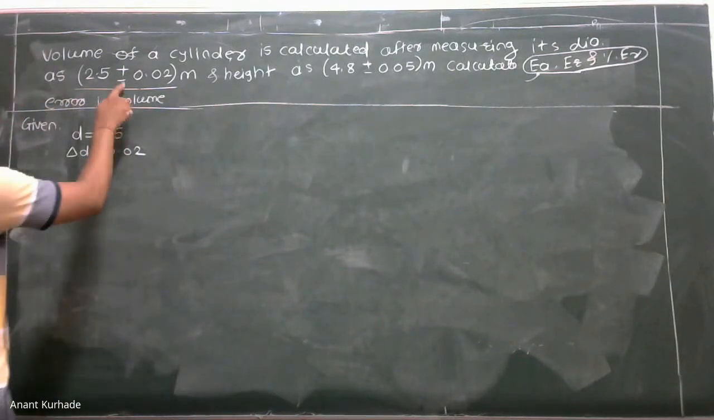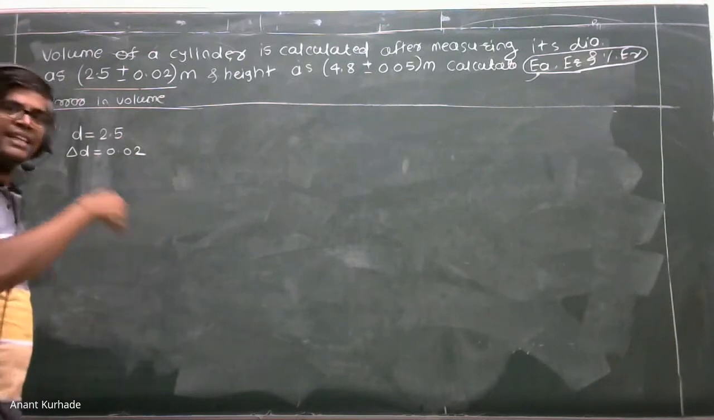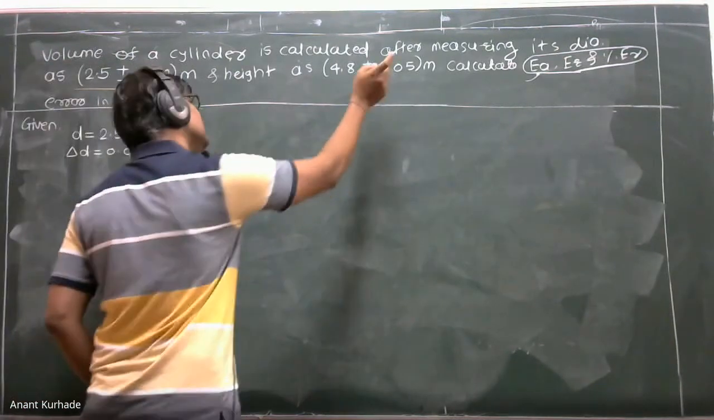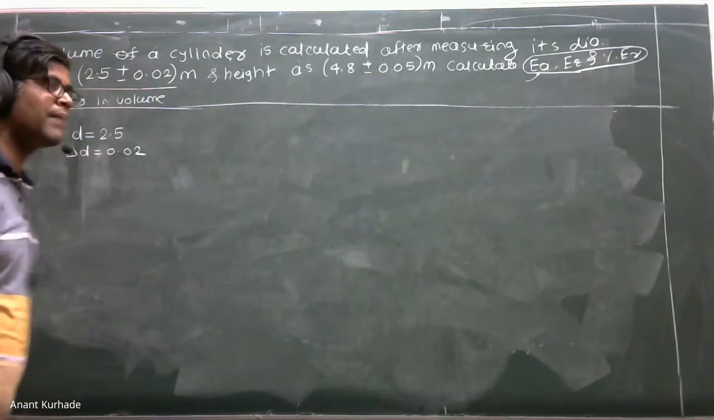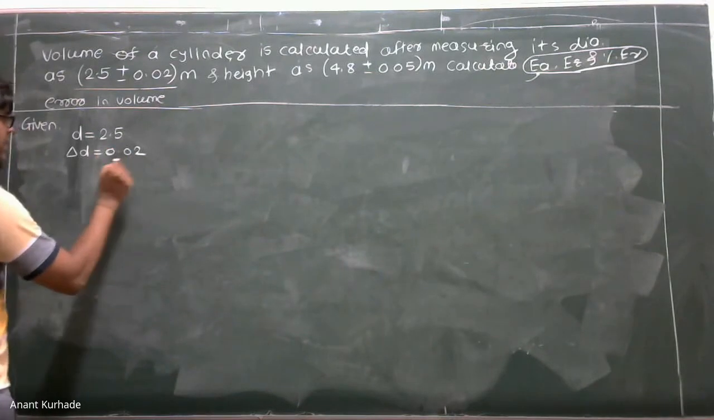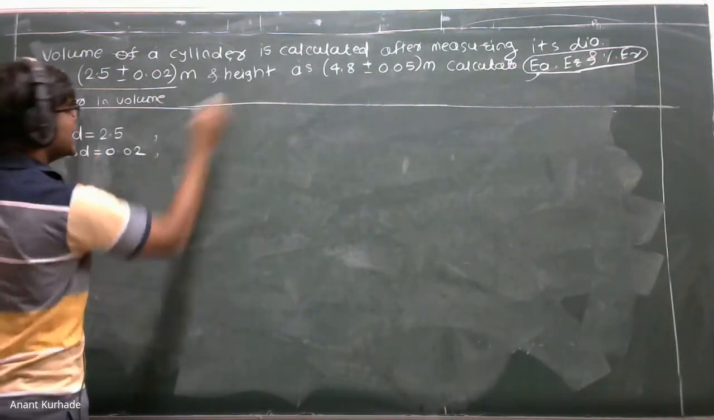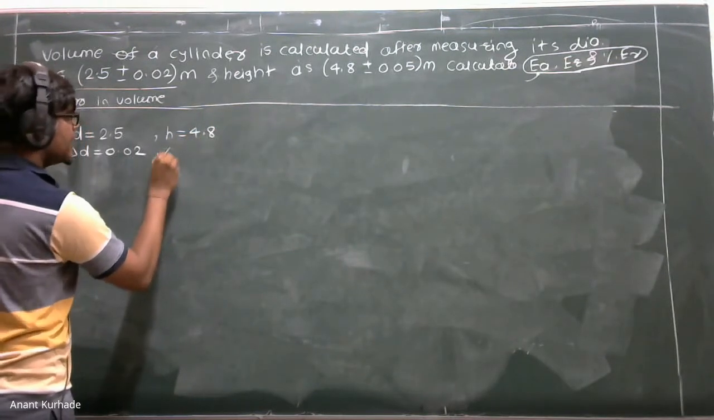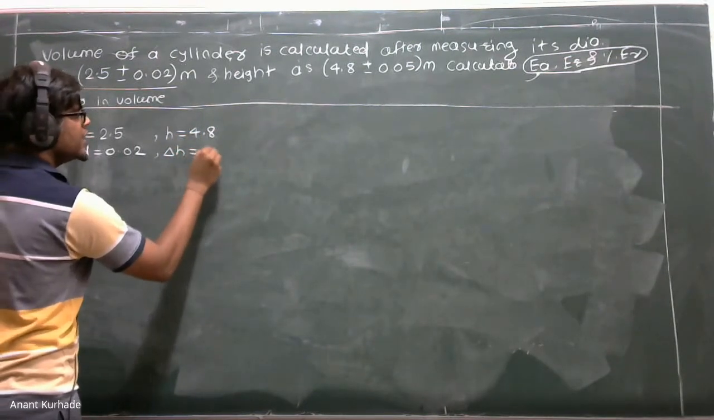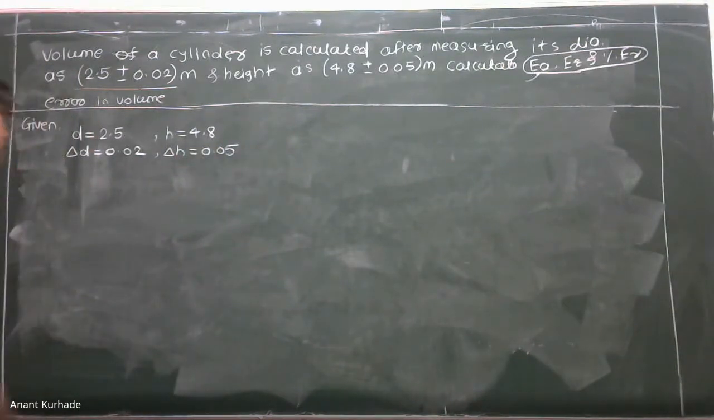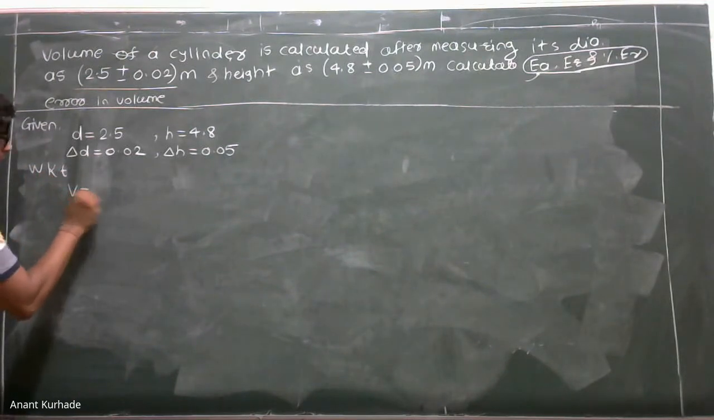Next, don't think about plus and minus. You can take any. If you take plus, then here also take plus; if minus, minus. No problem. In the actual calculation, here it is plus. Again, H is given, so it is 4.8, and delta H is given as 0.05. So we have this data. Again, what is the formula of V?